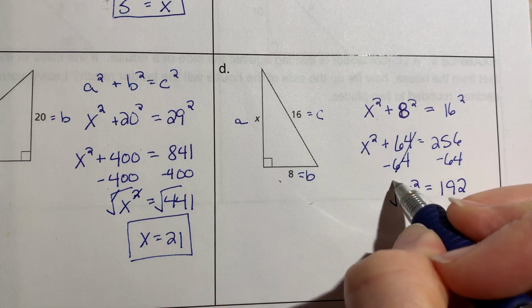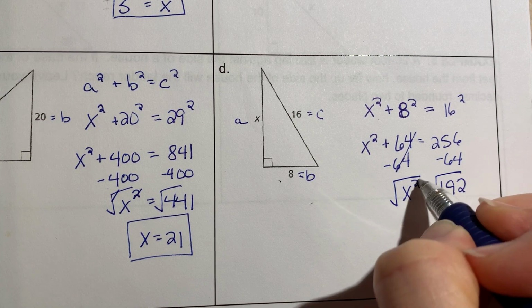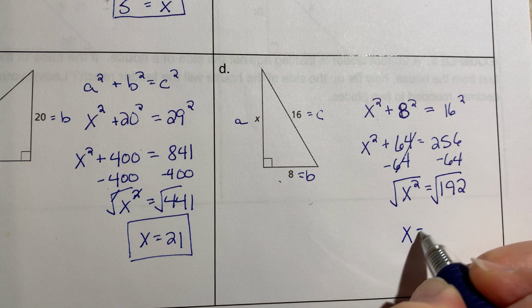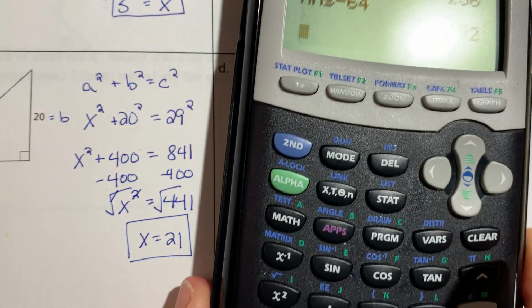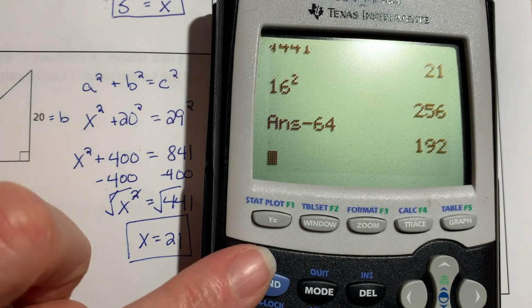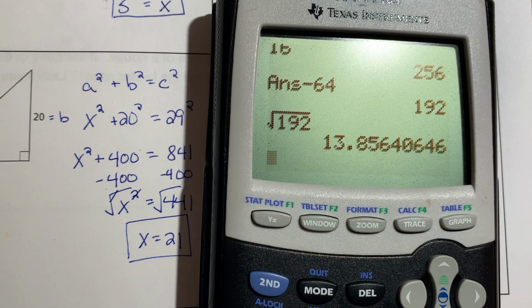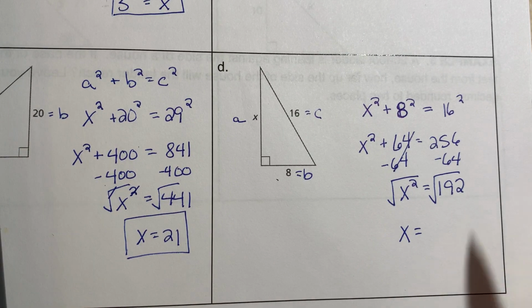And to get rid of that second power, I'm going to square root both sides. So I'm going to have x equals the square root of 192. I also do not know if that is a perfect square, so I'm going to check that. It is not. So I'm just going to leave it in the radical.